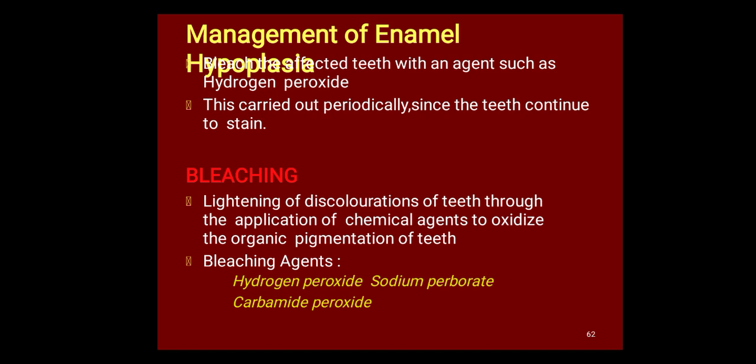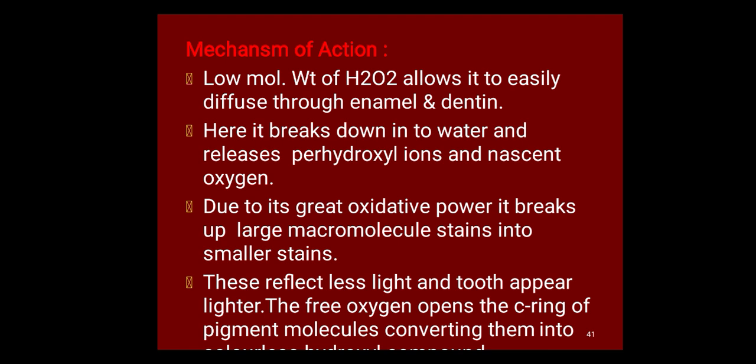Then coming to the management of enamel hypoplasia. This is carried out periodically since the teeth continue to stain. Hypoplasia, as all of you know, affected teeth are treated with an agent such as hydrogen peroxide if there is a discoloration. And bleaching is the lightening of discoloration of teeth through the application of a chemical agent to oxidize organic pigmentation of the teeth. Sodium perborate, carbamide peroxide, hydrogen peroxide are the bleaching agents.